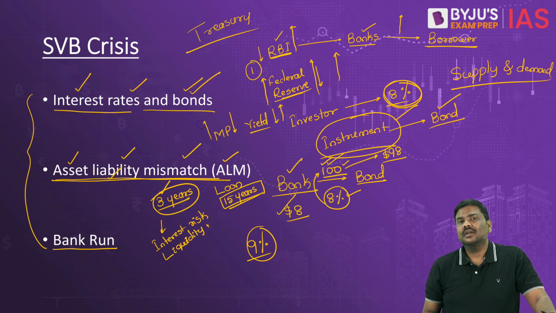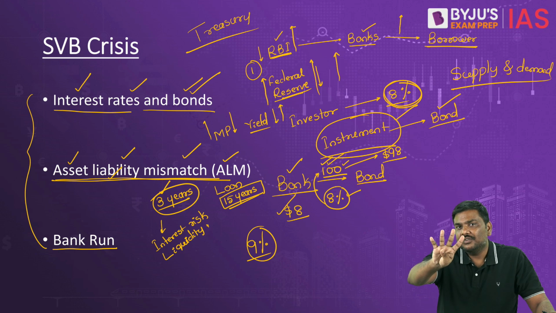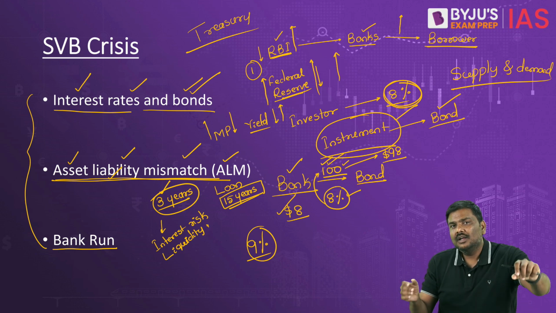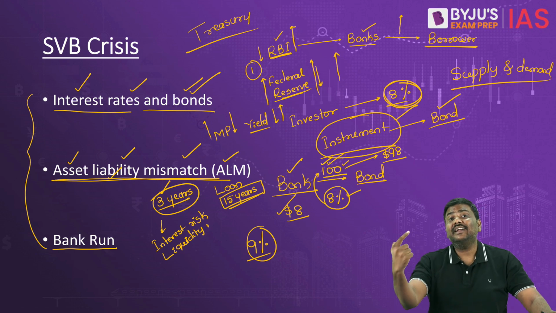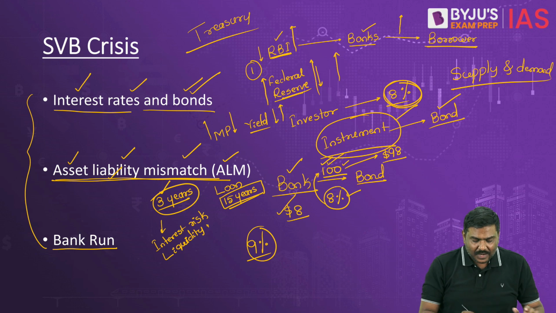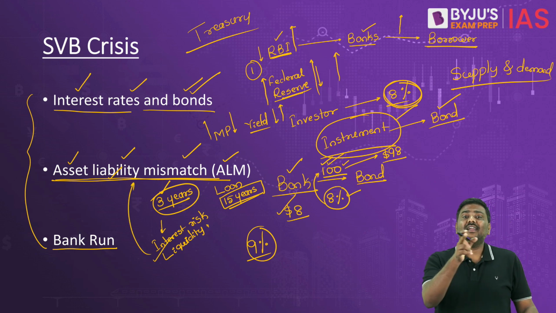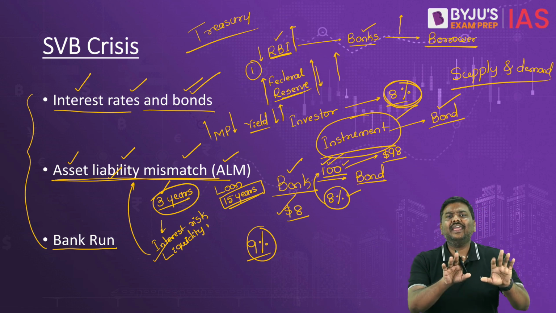What is the problem? When I collected the 100 rupees from you, what was the rate of interest? 4%. When I collect the new deposit from another customer to pay you back, what if the rate of interest is 6%? I am paying a higher interest rate now. So interest risk, as well as liquidity risk, is associated with the concept called asset liability mismatch. And even SVB has faced ALM.